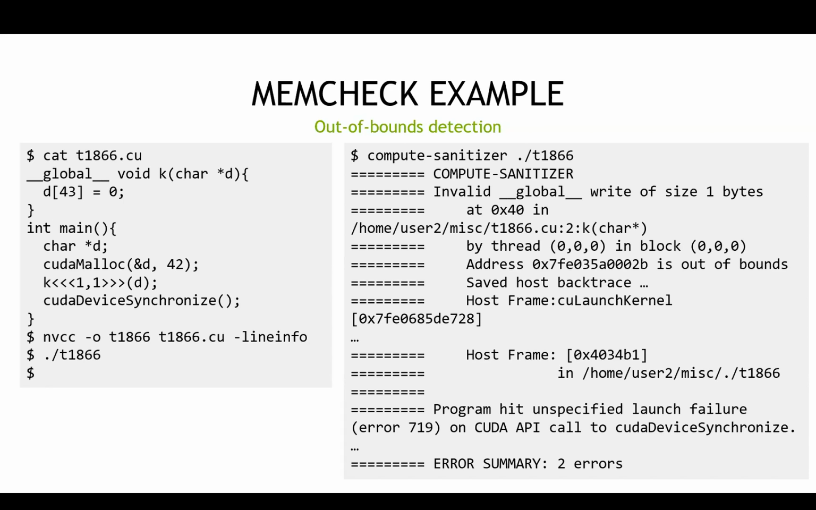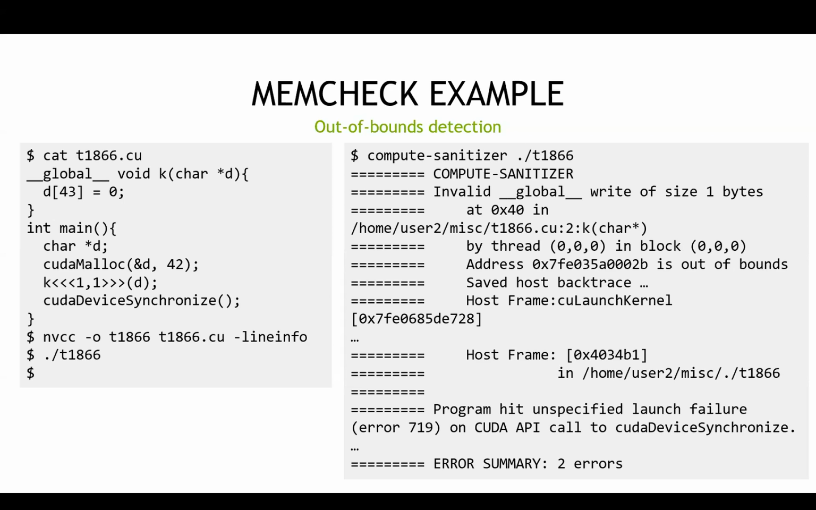So global means I'm writing to global memory. If it said shared there, I would know that I'm writing to shared memory. The fact that it's a write, not a read, is useful, okay? And it's of size 1 byte. And it's happening at line 2 in my kernel code. How do we know it's happening at line 2? Well, you can see it's calling out the file name, home user2 miss t1866.cu, :2. That :2 means it's happening on line 2. And line 2 in this case corresponds to D of 43 equals 0. That's exactly where the error occurred, okay?